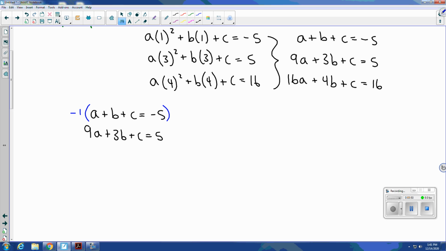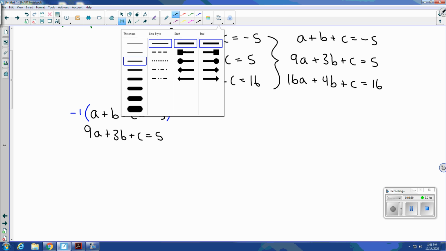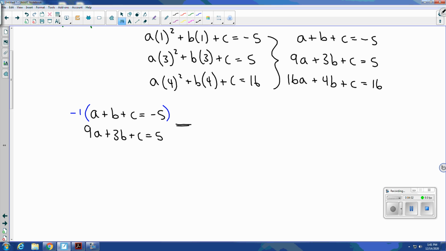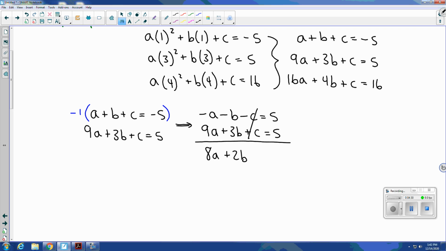But to eliminate c, they need to have different signs. They already have the same constant coefficient. So I multiply the top equation by -1 to produce a new set that when I add the equations together, c will eliminate. So with the elimination method to solve systems, to eliminate a variable, you must have the same coefficient but different signs. So c, currently 1 and -1, will eliminate. And we have 8a plus 2b is equal to 10.